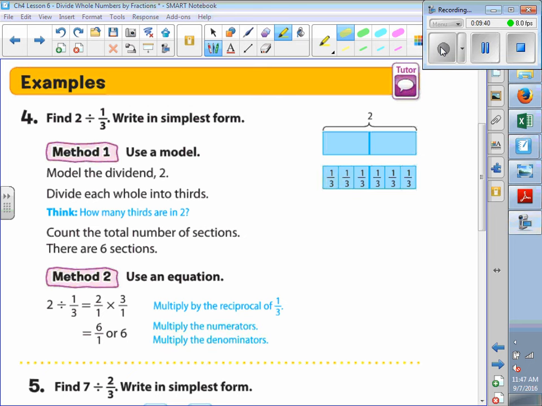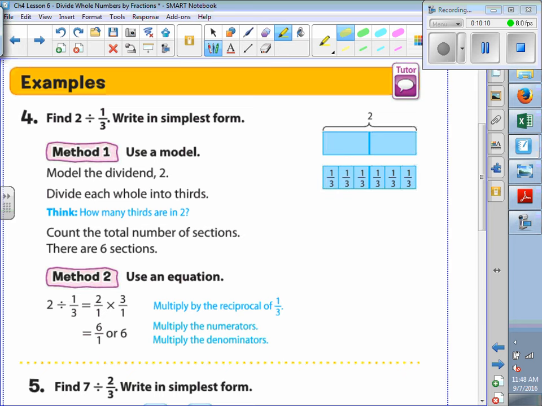Now, there's 2 methods. The equation method, which is a piece of cake, because we know the rule, and using a model, a picture. That's piece of cake too. So we want to model the dividend 2. See, we have two boxes here. One box, two boxes. That's two boxes, right? So that's 2, right? Then we want to divide each part into thirds.